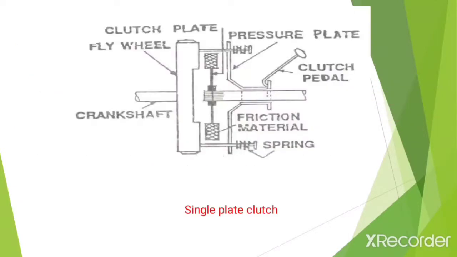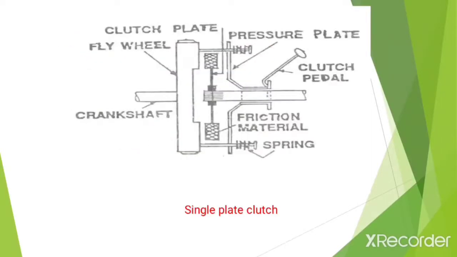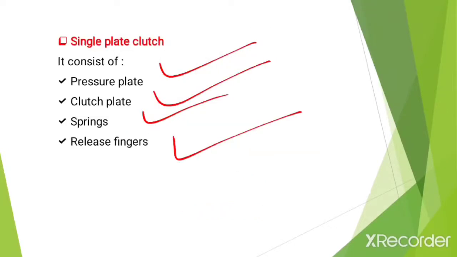Okay, now let's see the single plate clutch. It consists of pressure plate, clutch plate, springs, and release fingers. So here is the pressure plate, this is the clutch pedal. Here is the frictional material. Then this is the actual clutch plate, this is the flywheel, here is the crankshaft, and here the springs are available.